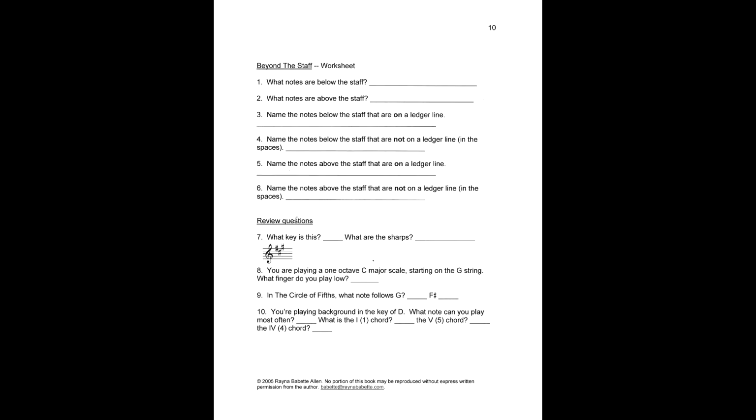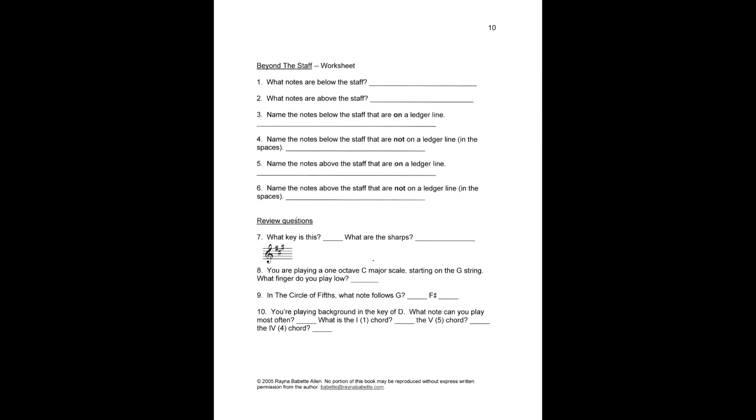Question 3, name the notes below the staff that are on a ledger line. Those notes are A and C. Question 4, name the notes below the staff that are not on a ledger line, but they are in a space. And those notes are G, B, and D.